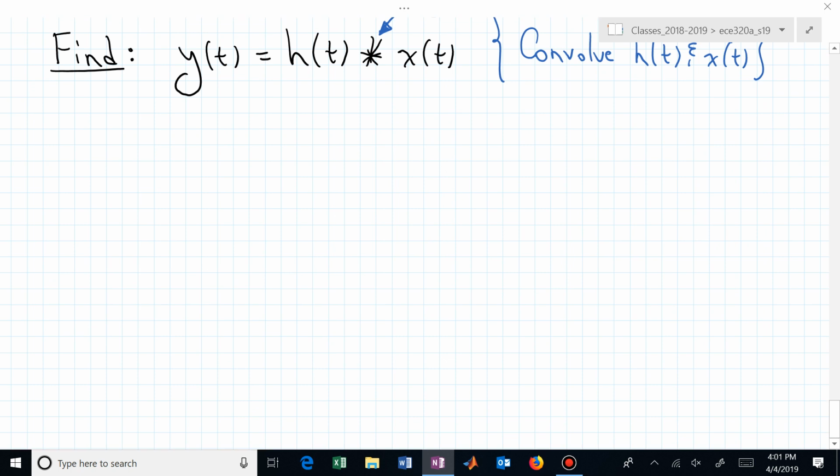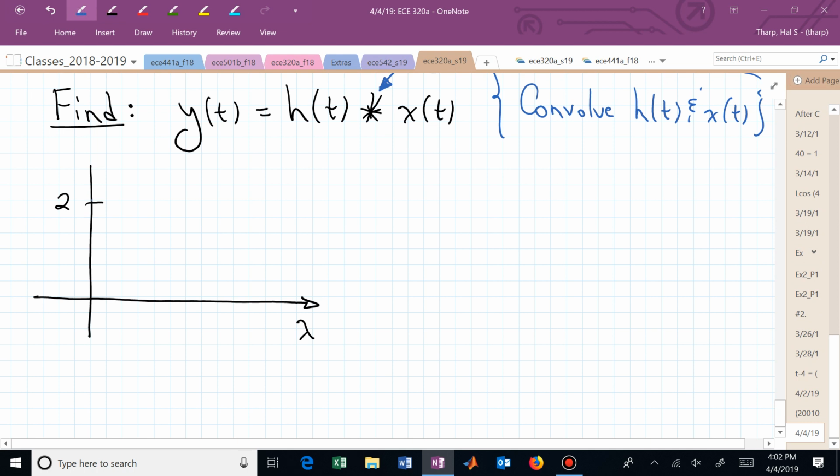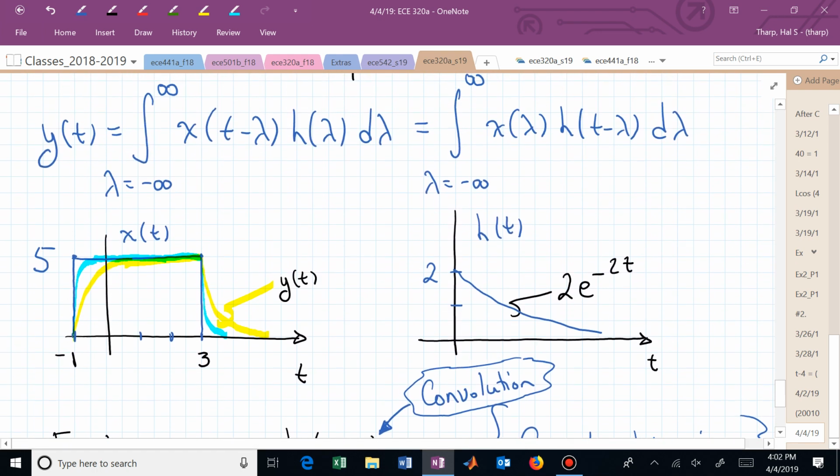And I'm going to do this in multiple steps. So now I need h of t. Oh, I need h of lambda, don't I? So there's lambda. This was 2, and here is h of lambda. This is now 2 e to the minus 2 lambda. That comes directly from h of t. But I need that. That's going to be one of my waveforms in the argument of these integrals when I start computing them. Now, I need x of t minus lambda.